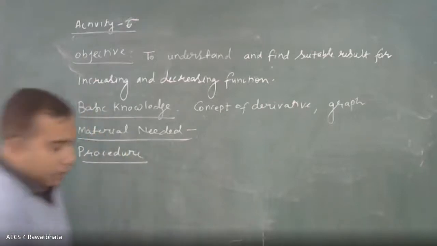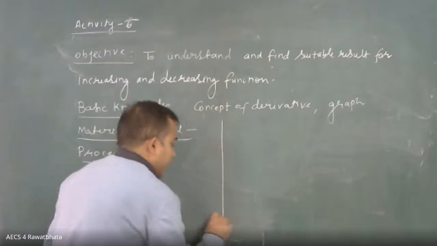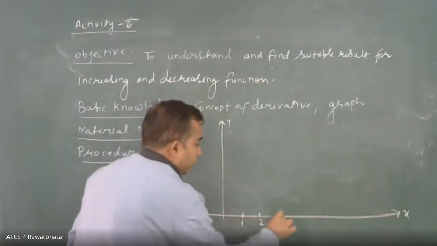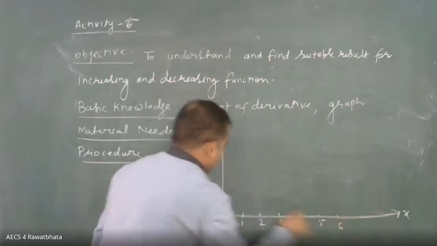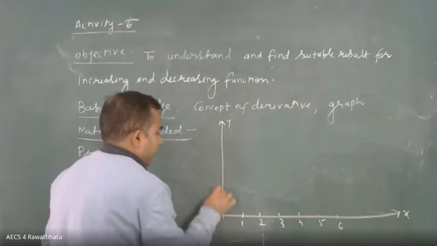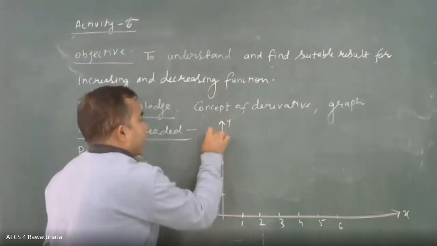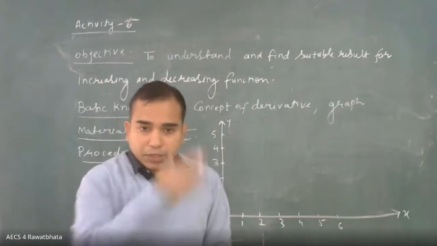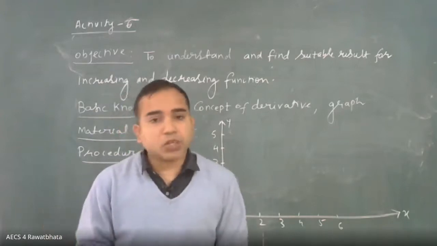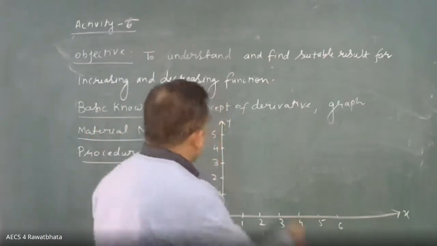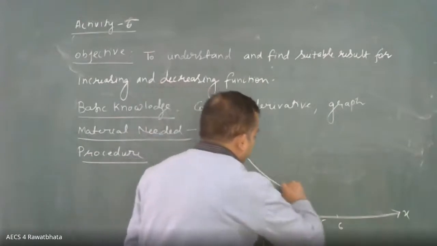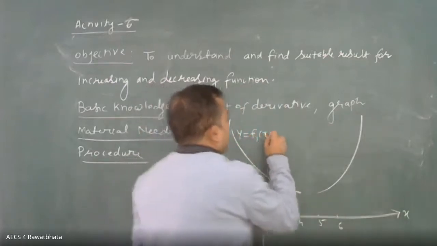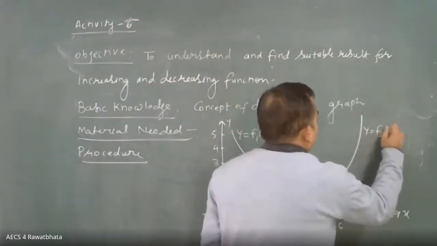The work that we are going to do is you take graph paper, draw the x and y axis like this, mark the points 1, 2, 3, 4, 5, etc. Now you draw any two curves in which one should be increasing and the other decreasing. You can draw a particular function or draw randomly. I draw randomly. This is my one curve and this is the other curve. This is y equal to f1(x) and this is y equal to f2(x).